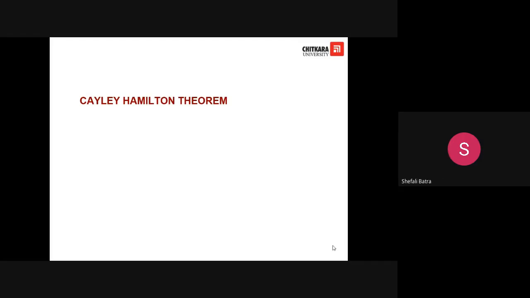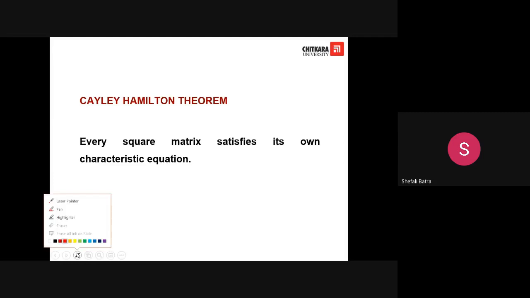We will be doing Cayley-Hamilton theorem. What it says: every square matrix satisfies its own characteristic equation. Cayley-Hamilton theorem is applicable only on square matrices. If we know the characteristic equation, then only I can understand the Cayley-Hamilton theorem, right?